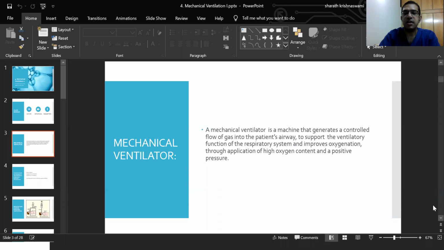Most of you would have been wondering what a ventilator is all about. While doing surgery, the patient may sometimes need a mechanical ventilator in order to deliver the anesthetic gases as well as oxygen to the patient. When the patient is put on the ventilator in the ICU, the patient may require the ventilator to support his or her breathing. A mechanical ventilator is a machine that generates a continuous flow of gas to the patient airway. It is controlled and it supports the ventilatory function of the respiratory system, and it improves the oxygenation by giving high oxygen content and a positive pressure.